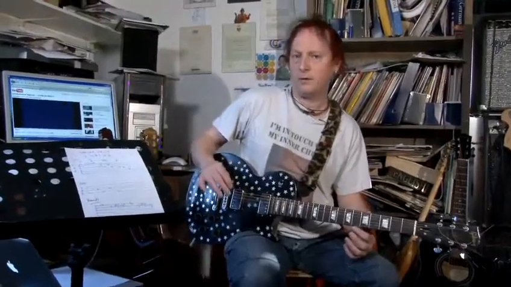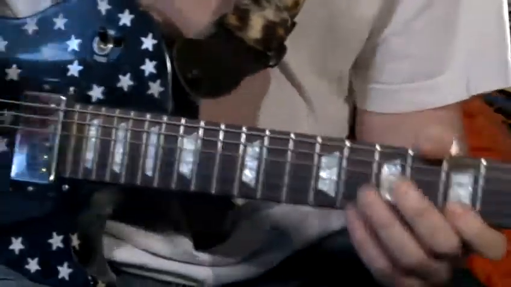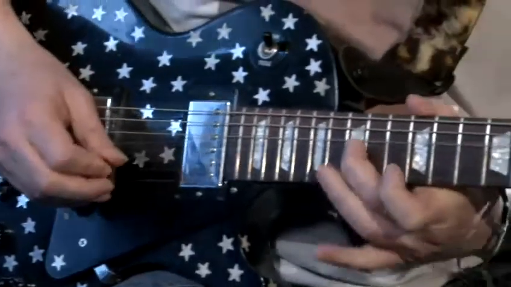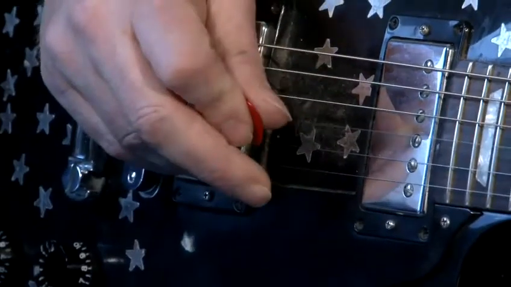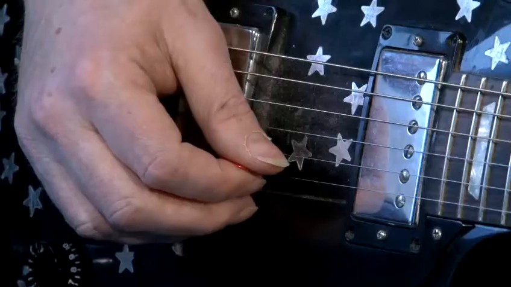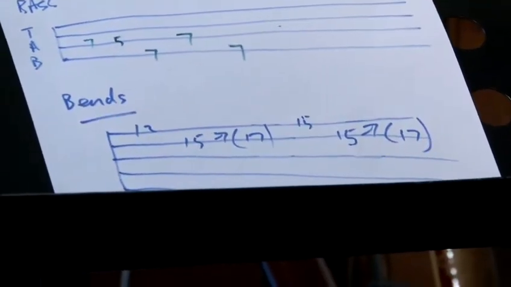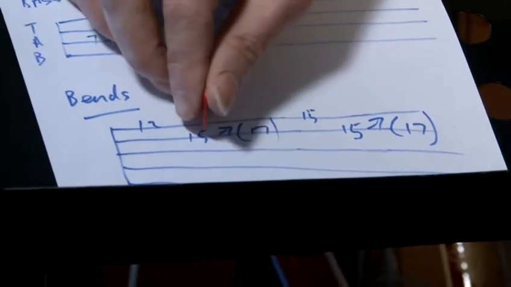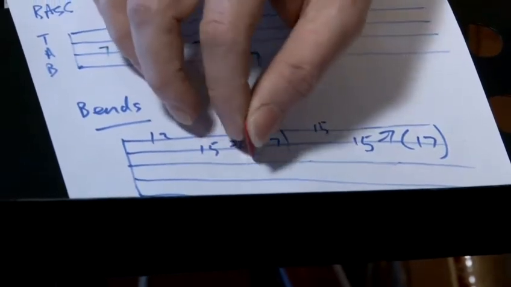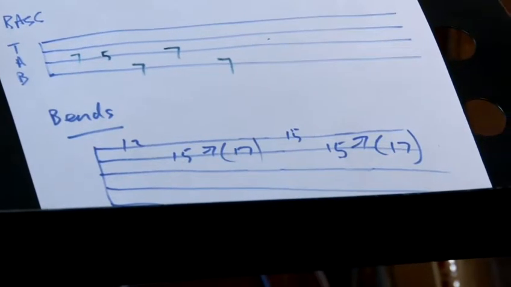One last important thing you might find in tabs is bends. So I've written another one down here. This is a famous sound, you'll hear it a lot. So what's gone on there is I've bent a string to sound like another note. I've played 12 on the thin string. I played at the 15th fret on the next string, the B string, and I've bent that string up to sound like 17. So that's why you've got 15 with an arrow and a bracket 17. The 17 in the brackets tells you what the note should be sounding like.